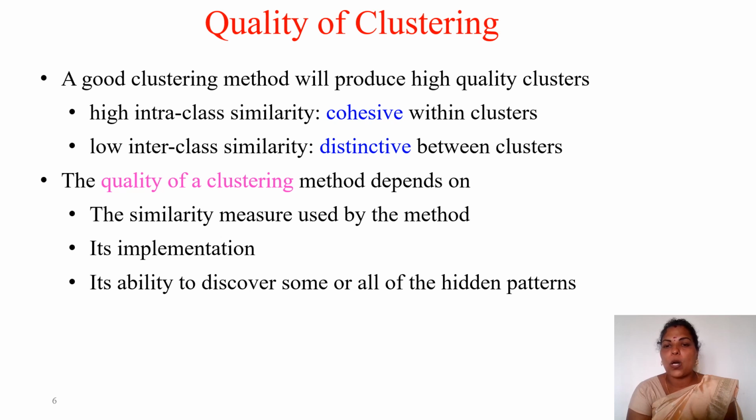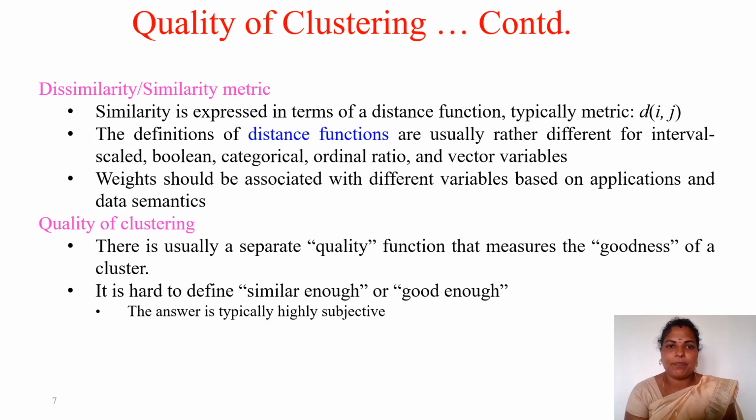Then its ability to detect all of the hidden patterns. If we are grouping the data, whether the hidden patterns can be identified by using the grouped clusters or not, that also defines the quality of the clustering process. So the dissimilarity or similarity metric, that is similarity is expressed in terms of a distance function, typically a metric distance of i, j. We have seen many distance measures like Manhattan distance, Euclidean distance, Hellinger distance. Many distance measures are available. Whatever we have studied, L1 norm, L2 norm, the distance measures are there.